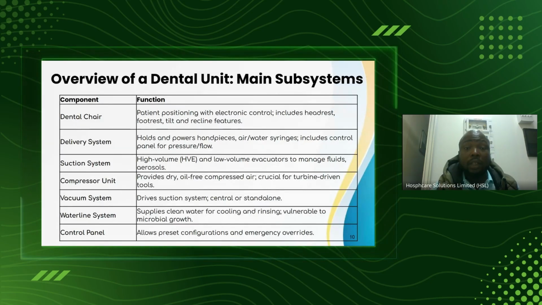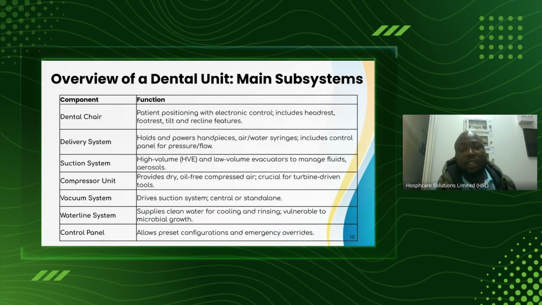Then we have the delivery system. The delivery system is where we hold our handpieces with the 5 cord. We have the handpieces, the 3-way syringe, the control panel, the X-ray viewer, the gauge, and the scaler.